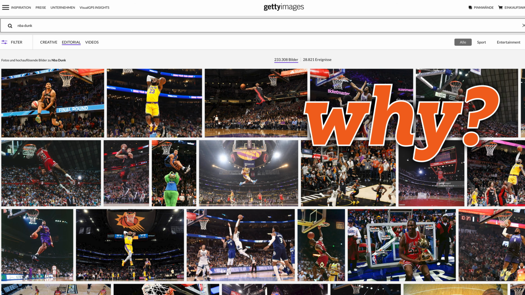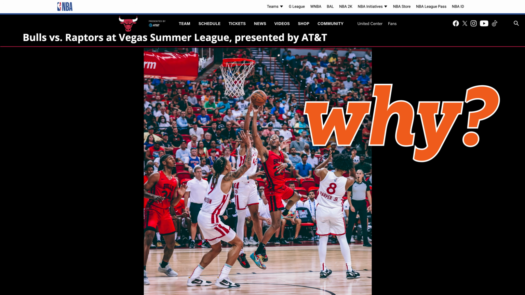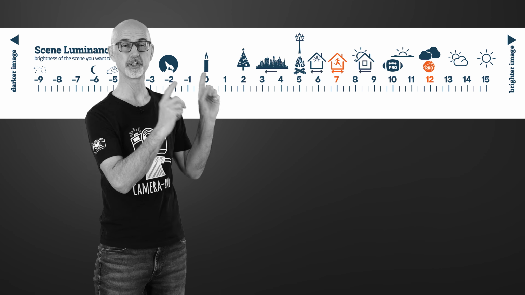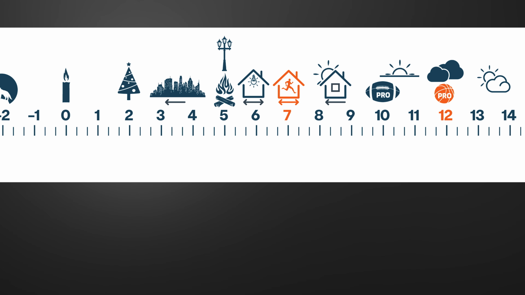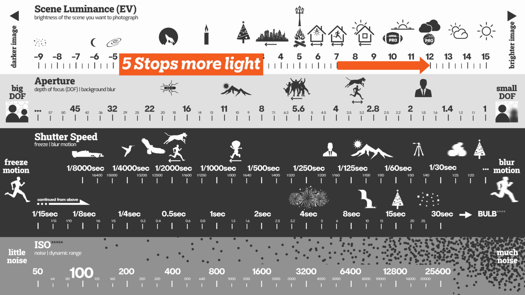Now you may wonder why you see all those fantastic NBA basketball shots in magazines and newspapers. Well, first, if you look at my chart, you see that professional basketball arenas are much better lit. They're up to 5 stops above a regular indoor gym. So when shooting a professional game, you could lower the gain by those 5 stops. That would get us to ISO 800.